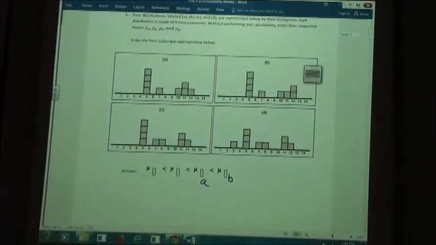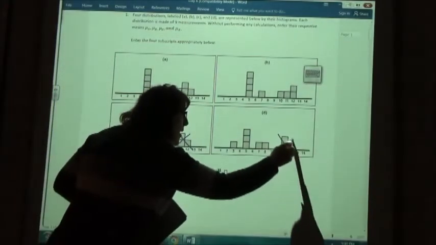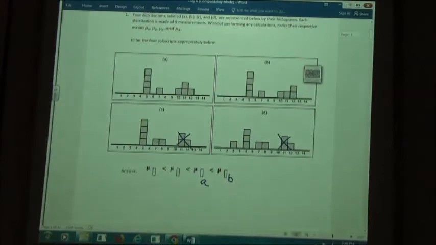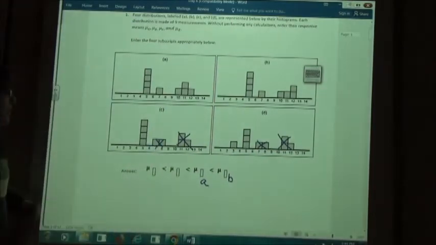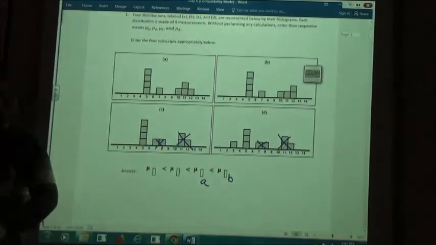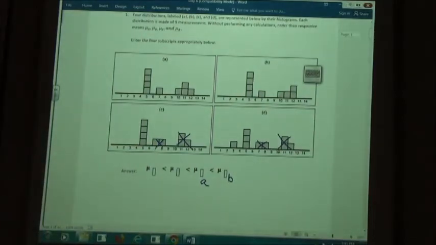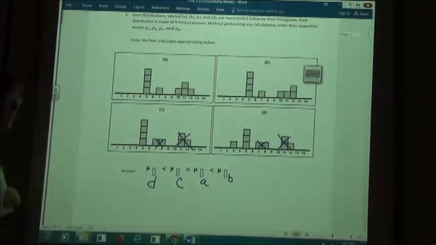So now I've got to figure out C and D. These two things are the same, right? Then we have an 8 and a 7 on both of them, so that section's the same. And then this one has 3 5s, but this one has 4 5s. Well, 4 5s is going to be bigger than 3 5s, right? So the C is going to be the next biggest one, and the D is going to have my smallest mean. Okay?